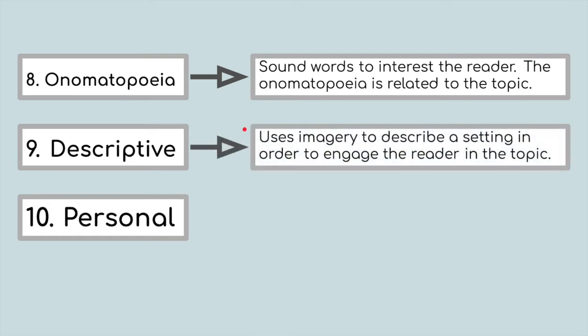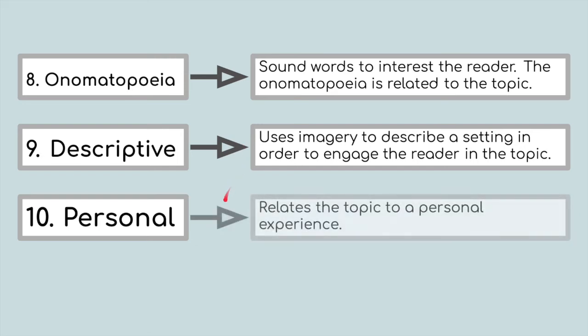So number 9, descriptive, means to use imagery to describe a setting in order to engage the reader in the topic. Now, descriptive, we can think of imagery or the ways that we can describe our setting using our 5 senses and things like that to really set the scene and draw the reader into what they're about to read about.